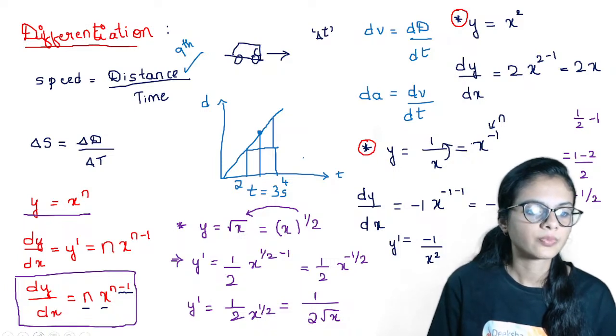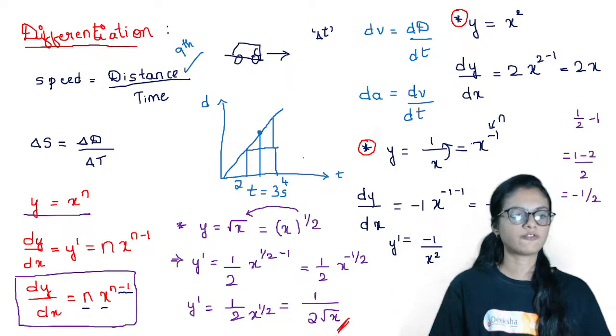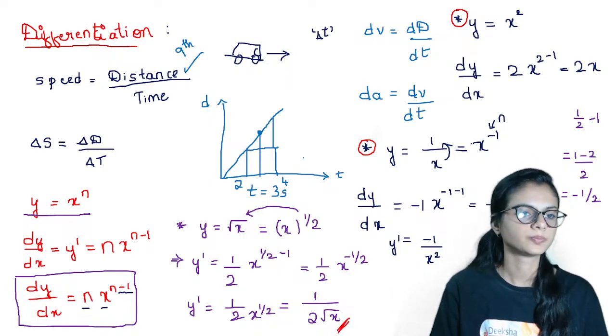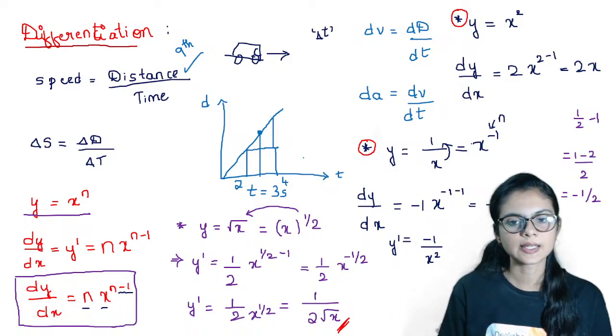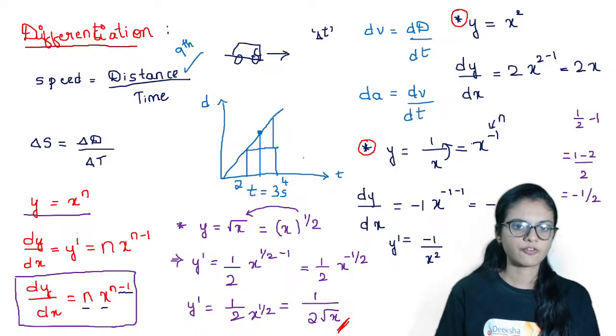Is it clear? Are you able to understand this? How to find out the differentiation of the given terms? Yes? Is it clear? Differentiation.